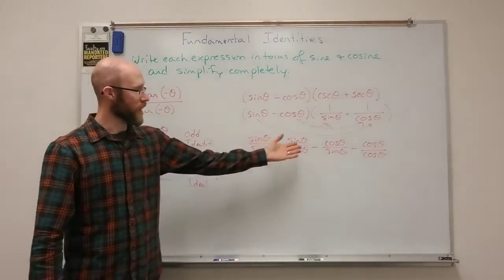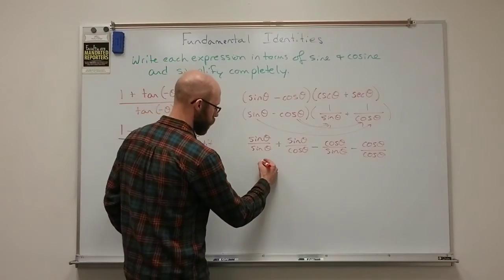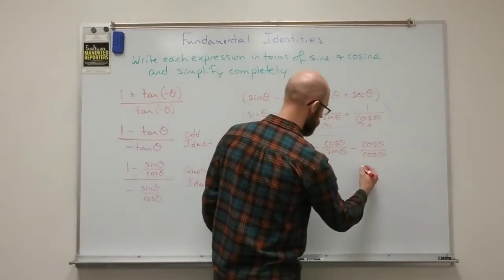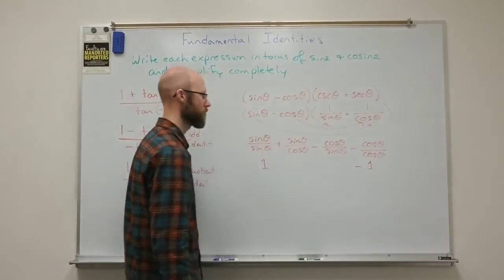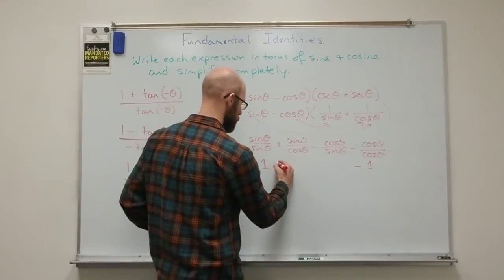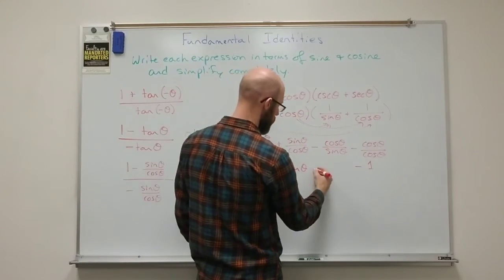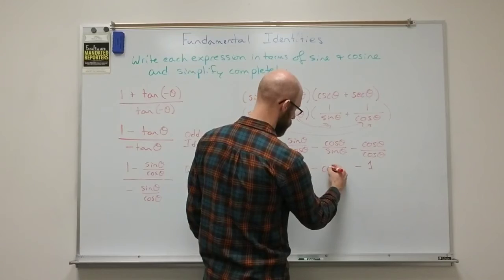I can simplify each of my fractions then. I've got the sine over the sine is 1. I've got the cosine over the cosine, that's a minus 1. Sine over cosine is the tangent, so plus tangent. And cosine over sine is the cotangent, so it's minus a cotangent.